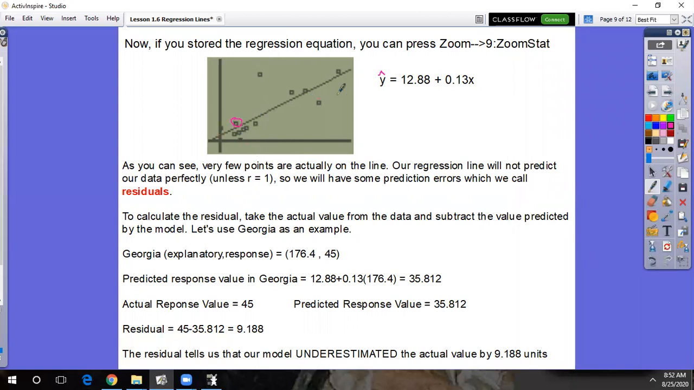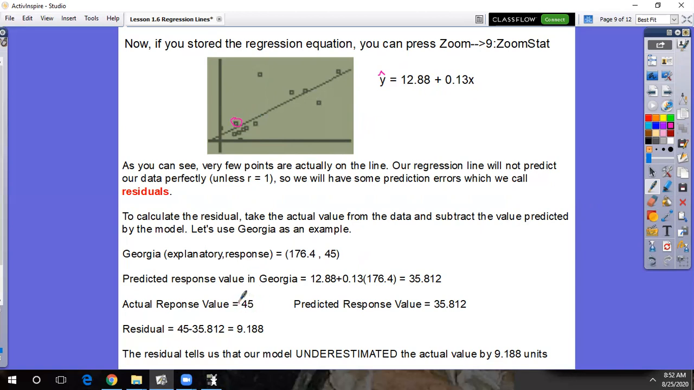And we're going to use our regression line to calculate what's called a residual. A residual tells us how well we estimated, basically. The residual will tell us how much we over or underestimated by. So we know that the actual value of the response in Georgia was 45.